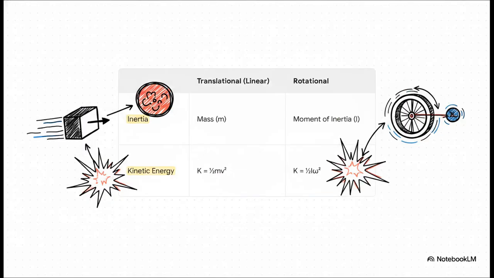And this table, honestly, this is one of the most powerful analogies you can get in your head for mechanics. For every single concept in linear motion, there's a direct equivalent in rotational motion. Mass becomes moment of inertia. Velocity becomes angular velocity. Even the formulas for kinetic energy look almost identical. If you get one, you get the other.